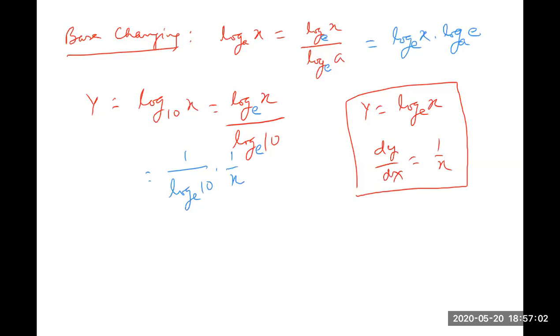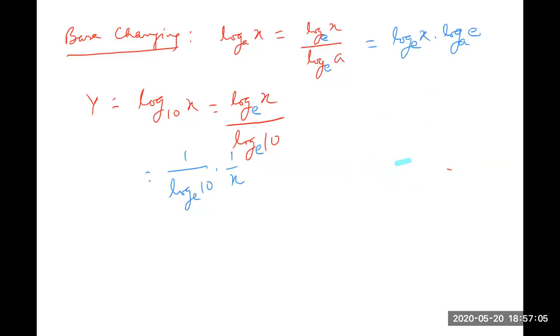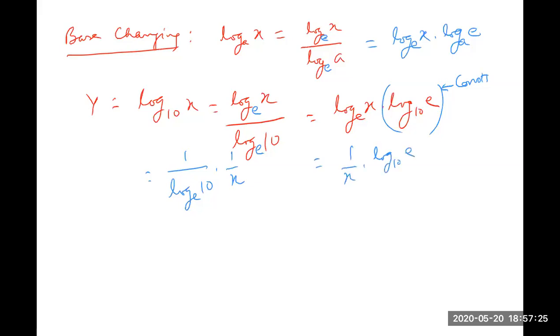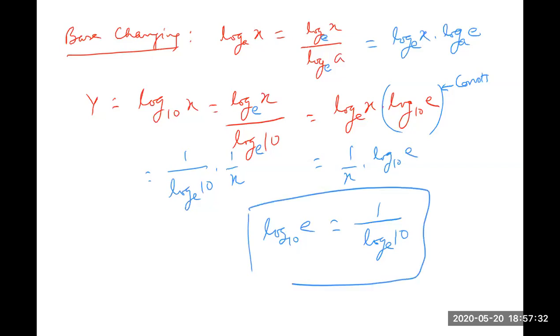Or you can use the second form also. This will be the same as log e x into log 10 e. So this part is again constant, and the derivative will be the same as 1 upon x into log 10 e. You can see log 10 e is the same as 1 upon log e 10. Both are the same thing. So basically this is equal to this.